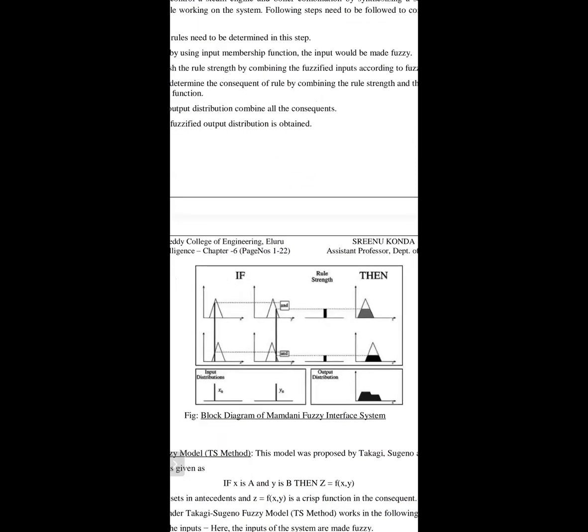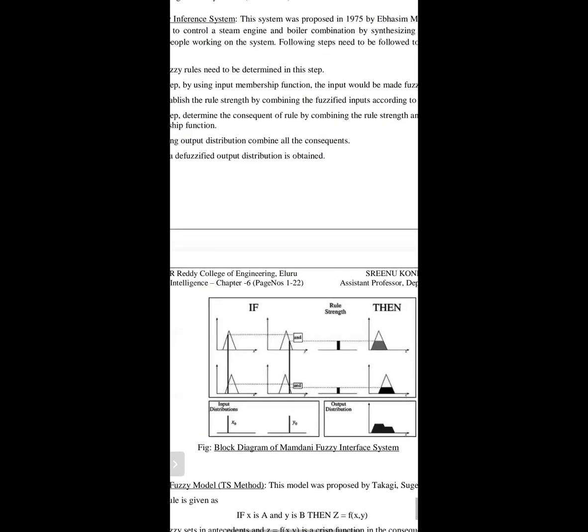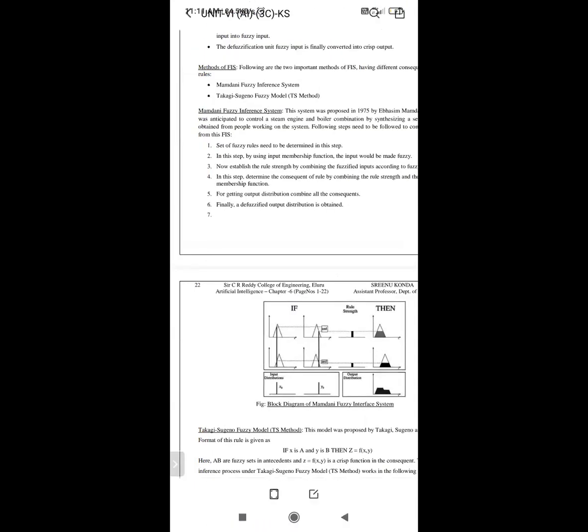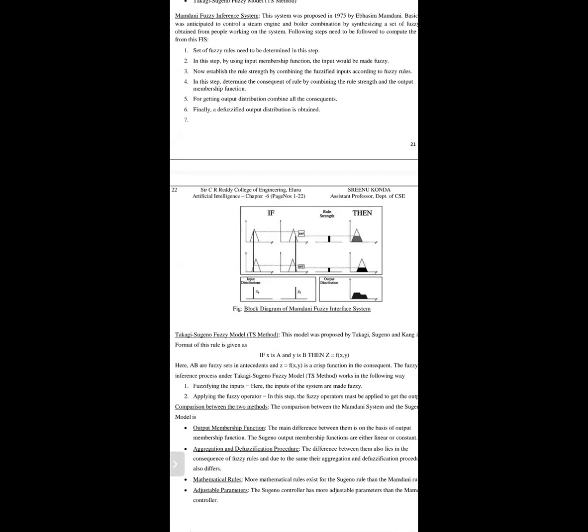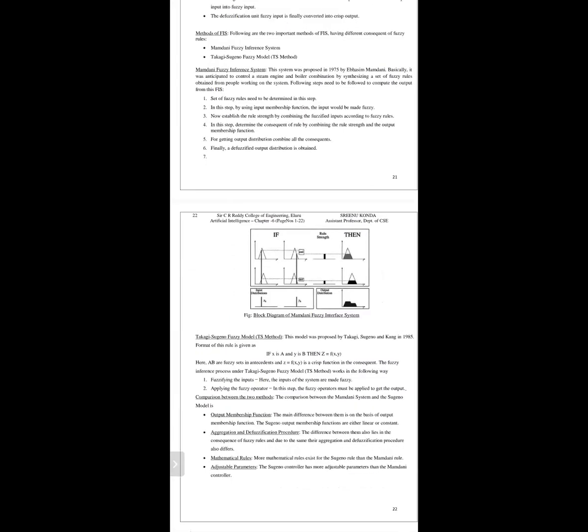So by applying the if rules, you're going to get the rule strength. That is, the rule strength should be improved, and then this particular output will be replaced. Okay, the input distributions and the output distribution. Okay, that's it. So this is how to perform the Mamdani fuzzy inference system. Next one.